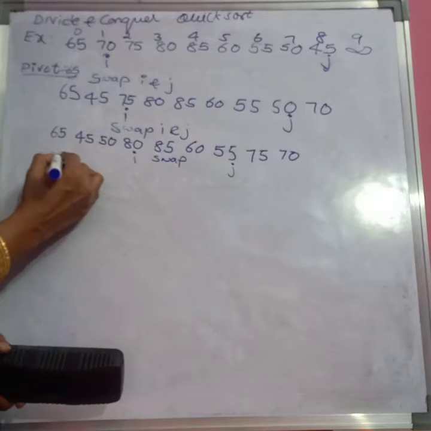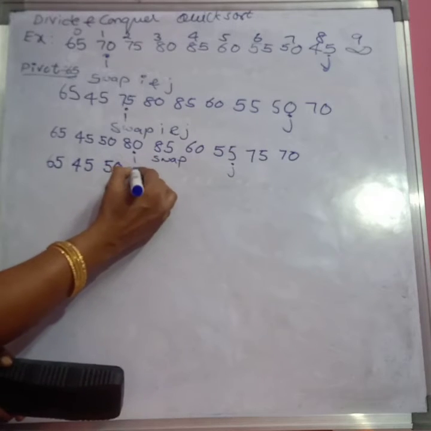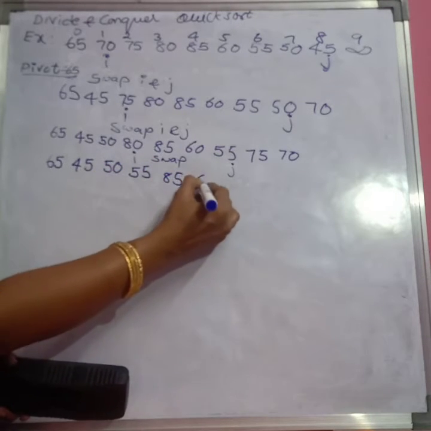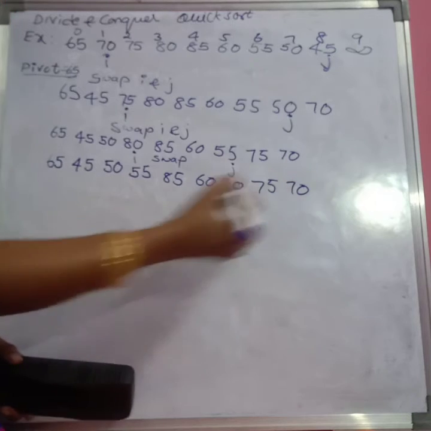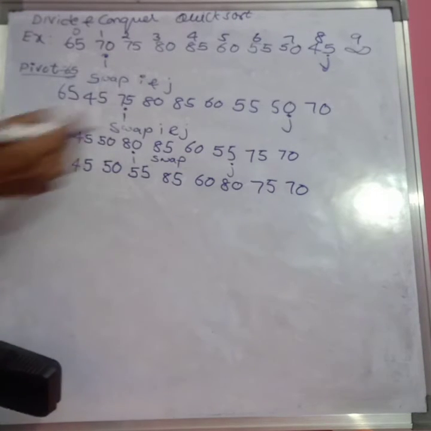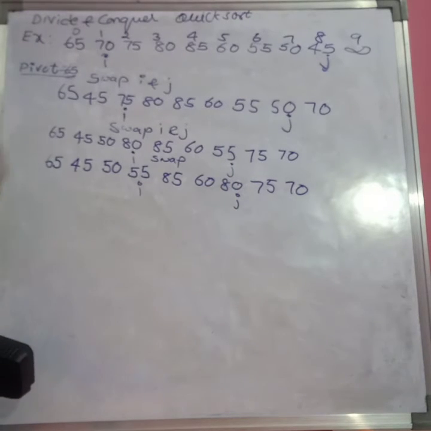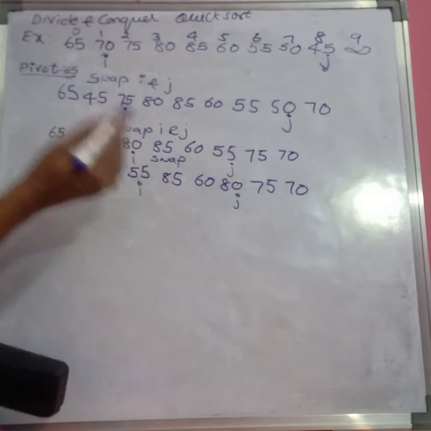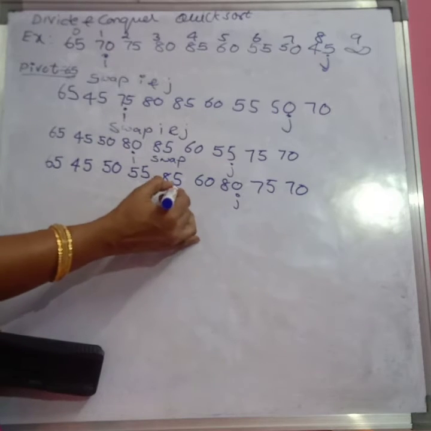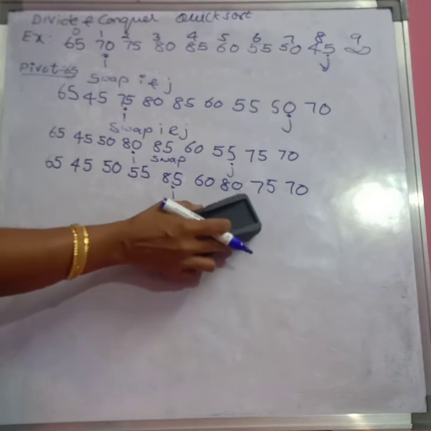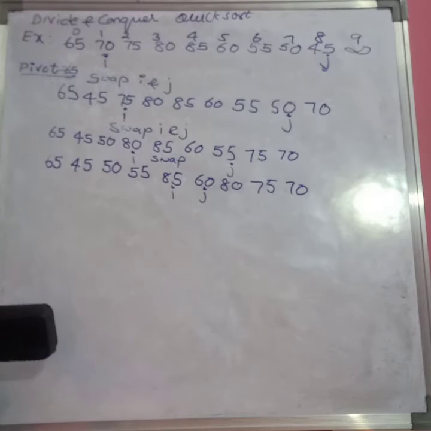So now my array elements are 65, 45, 50. By swapping these two, I will get 55, 85, 60. Here 80, 75, 70. So these are the array elements now. And where is my i? Here it is. Where is my j? Here it is. Once again, start the same thing. Increment the i value till you get a value more than the pivot. Here, by incrementing once only, I got it. And same thing, decrement the j value till you get an element value less than the pivot. So here itself I got it. Once again swap the elements.